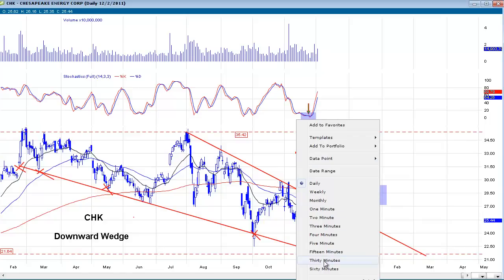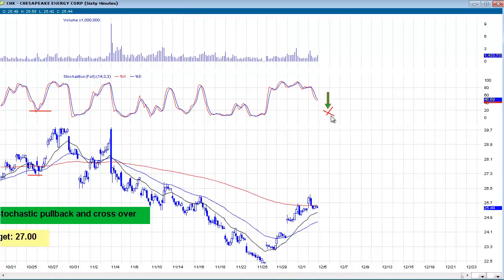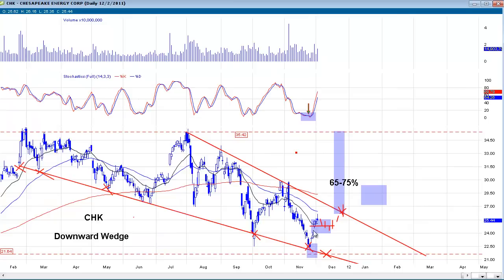You could break it down to the 60-minute chart and get a re-entry when the stochastics pull back. That's one way of doing it, but we're just going to stick to the overall pattern. If you do get a pullback, you want to watch that, or just watch for continued breakout here. So that's the wedge pattern. I love to trade them.